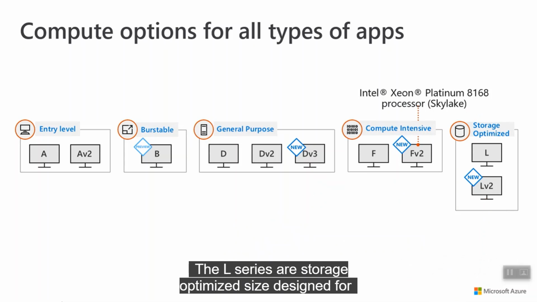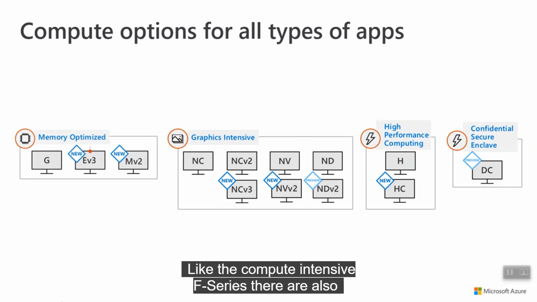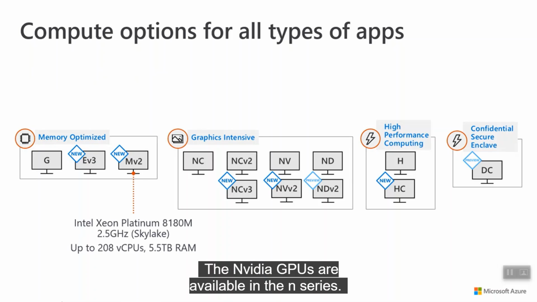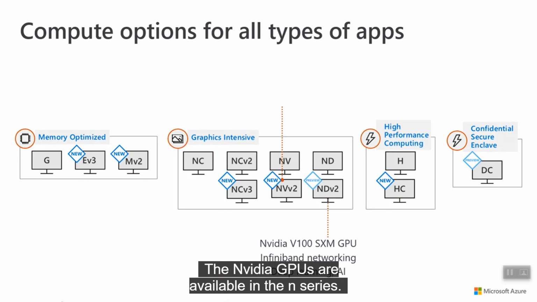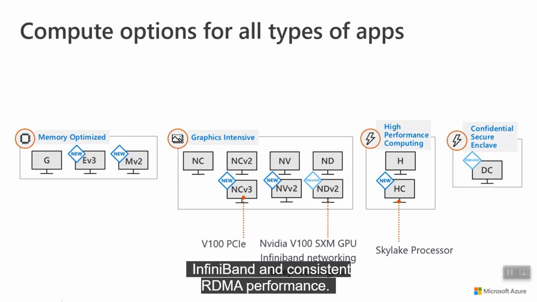The L series or storage optimized size is designed for low latency, high throughput storage using locally attached NVMe storage. Like the compute-intensive F series, there are also memory optimized sizes, including the G, E, and M series. The NVIDIA GPUs are available in the N series. These are great for AI and rendering workloads. And the H series are designed for HPC compute with InfiniBand and consistent RDMA performance.